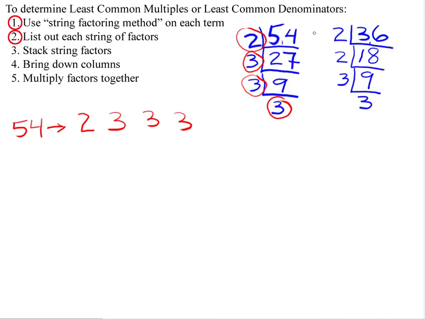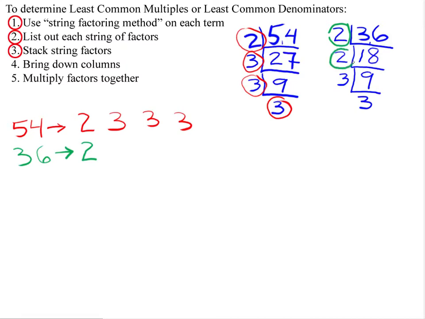Now, we're going to list out the factors of 36, but we're going to do it in a special way. Step 3 says stack string factors. What that means is this. As we list out the factors for 36, we're going to look and see if there's a matching one in the string here for 54. So our first one here is a 2. And yes, there is a 2 in the top string here. So the second 2 goes directly beneath it in a stack.